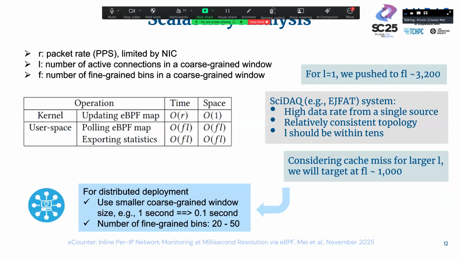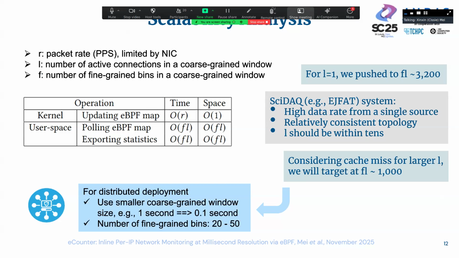So I cannot perform these experiments at scale. But I did a theoretical analysis, because this eCounter has two parts: one is kernel, one is user space. The kernel part is updated on every packet arrival, so it is proportional to the maximum PPS, the packet rate. This is limited by the NIC or CPU. Basically, it's a factor of how good our network card and CPU are.